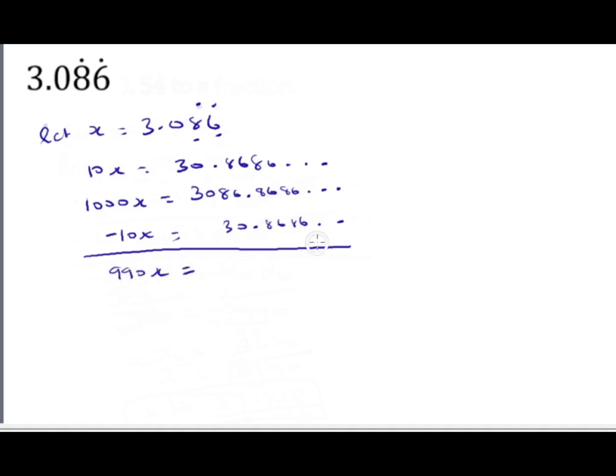And let's look at this here. You realize that the recurring part will eliminate the recurring part. So we're left with 3,086 minus 30, which gives us 3,056. Now, once we're at this part here, we need to solve for x. Now, to solve for x, we're going to divide both sides of the equation by the coefficient of x, which is 990.